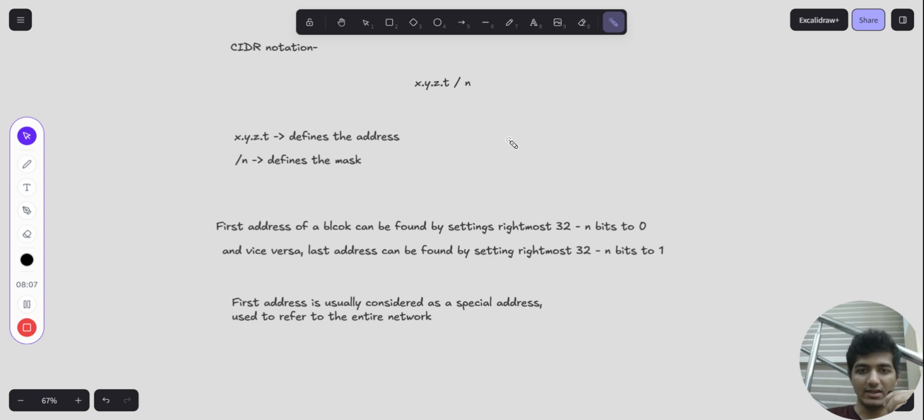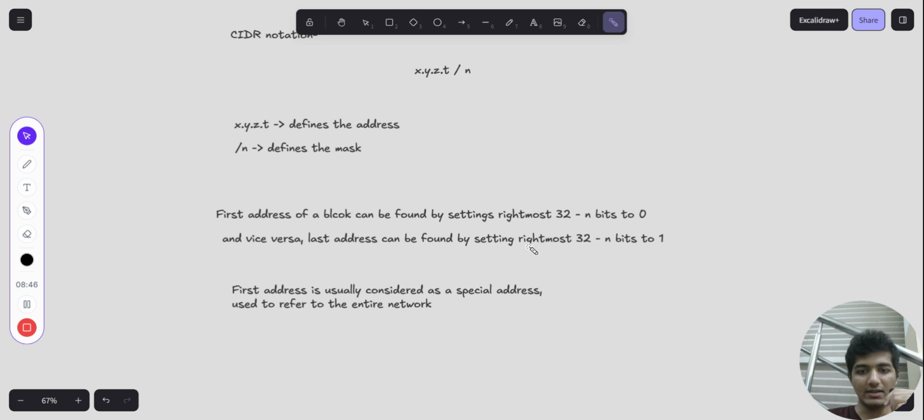Using our IP address, we can find the first address of each block. Set the rightmost 32 minus n bits to 0, and that is the first address of any block. And vice versa, if you set them to 1, it's the last address of the block. Now, a few special addresses to note. The first address of any address block is considered a special address and is used to refer to the entire network. This is just one of the few special addresses. Other than this, the last address of the network is also not used. Also, the address ending with .1 is used to broadcast to a bunch of links.